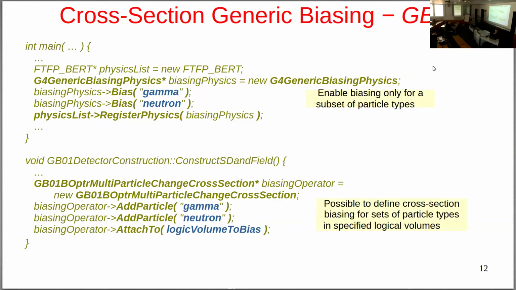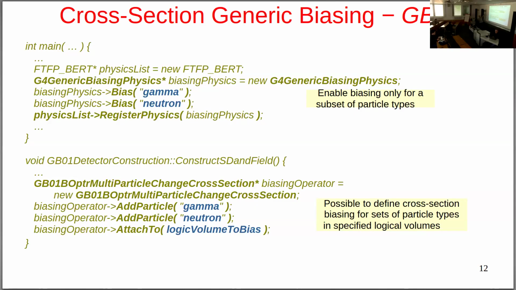Okay, so let's see quickly this cross-section example. The idea is I'm interested in a particular process which, in nature, has a pretty low probability, and I want to enhance it because I want to study it. So suppose that I want to boost the cross-section for gamma and neutron. The same can be done for other particles or for only one of them.